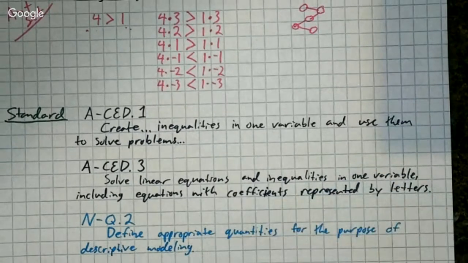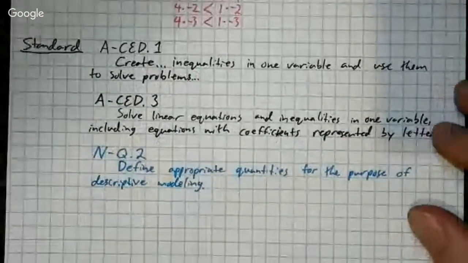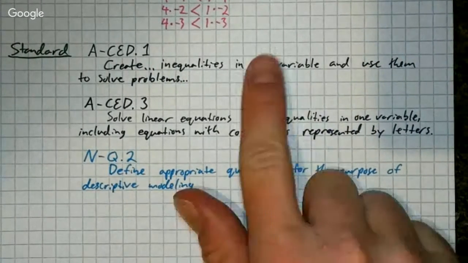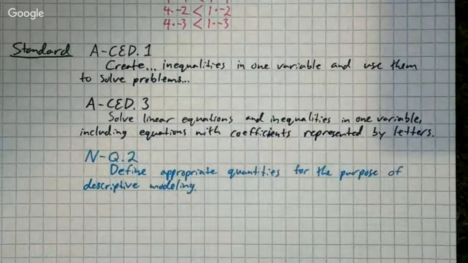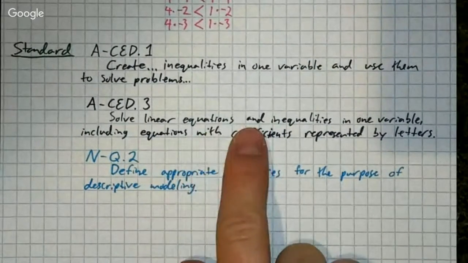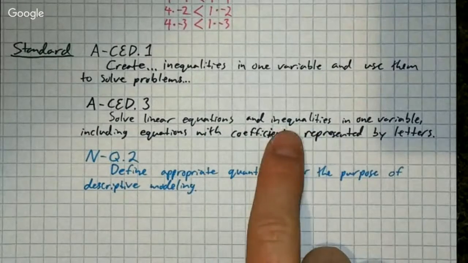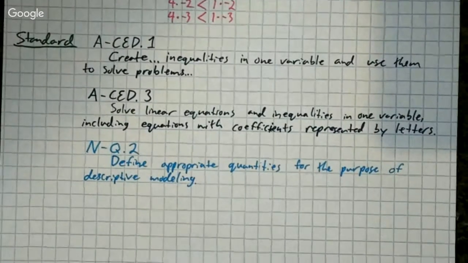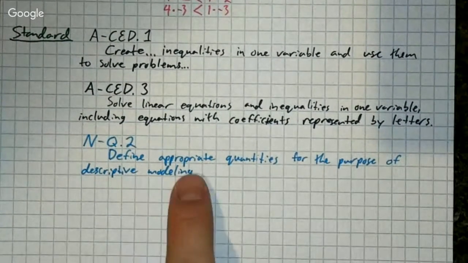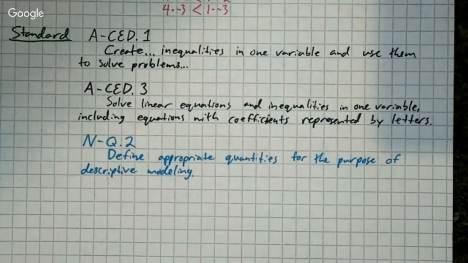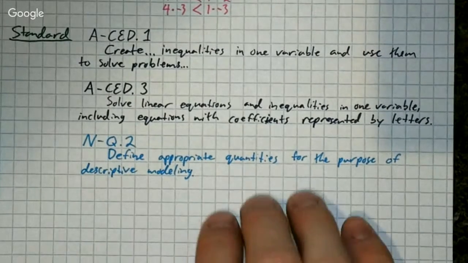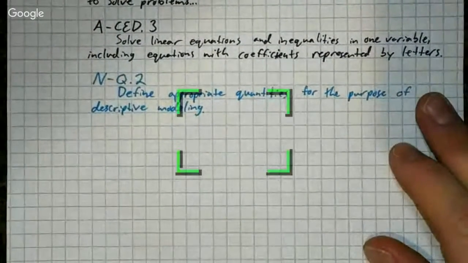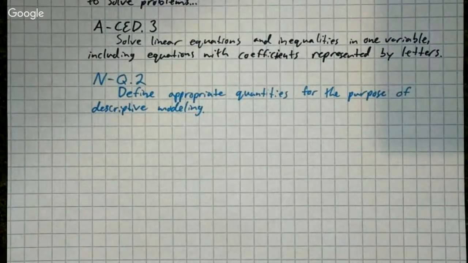All right, those are our standards for today. We have three of them. The main ones are obviously going to be these two right here. We're going to be creating inequalities in one variable and using them to solve problems. We're also going to be solving linear equations and inequalities, for the most part today, inequalities, in one variable, including equations with coefficients represented by letters. All right, and then down here, define appropriate quantities for the purpose of descriptive modeling. And that's really just the way we present the information. Okay, so let's go ahead and get started with our actual lesson here. We're going to get into some input.